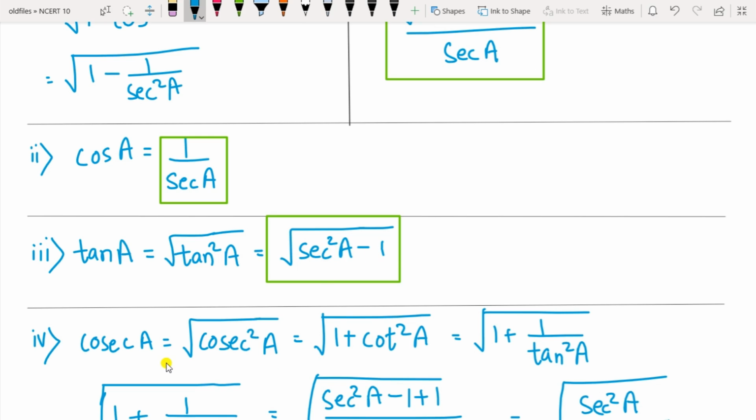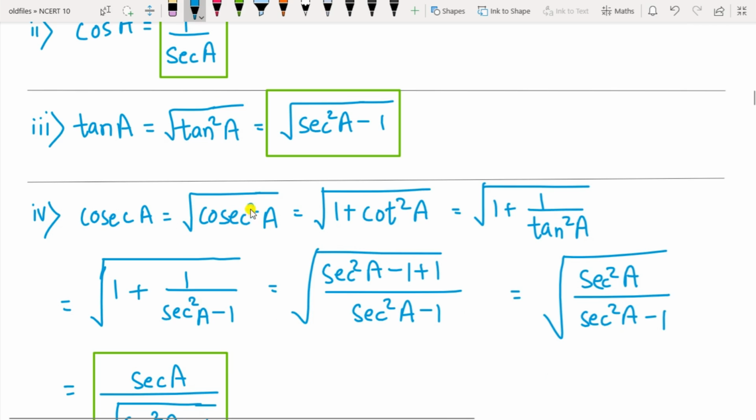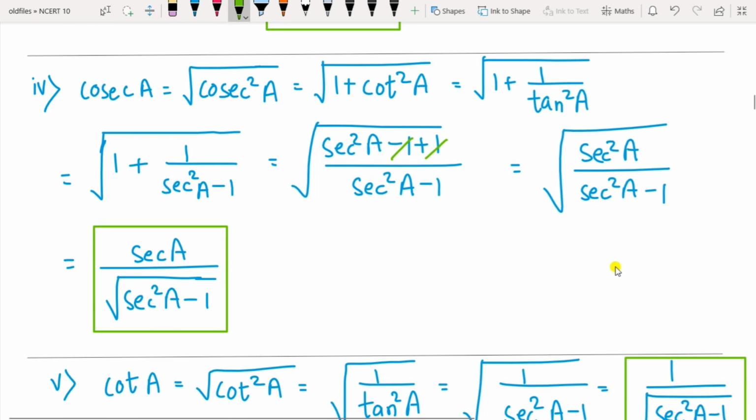Then cosec A, take the under root of cosec square A. Cosec square A means 1 plus cot square A. But you have to convert into sec. So cot square A means 1 upon tan square A. Tan square A means sec square A minus 1. Okay, now take the LCM here. This 1 will get cancelled. So it will be under root of sec square A upon sec square A minus 1. So when you remove the square root from this, you will have sec A upon under root of sec square A minus 1. So that is the conversion of cosec to sec.